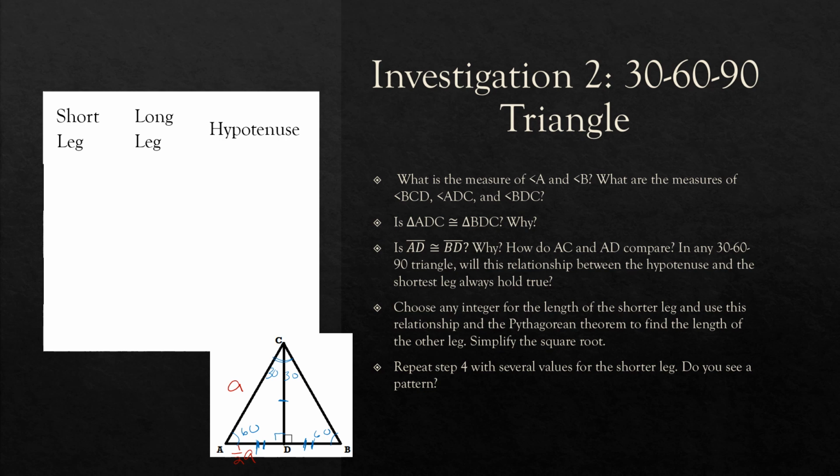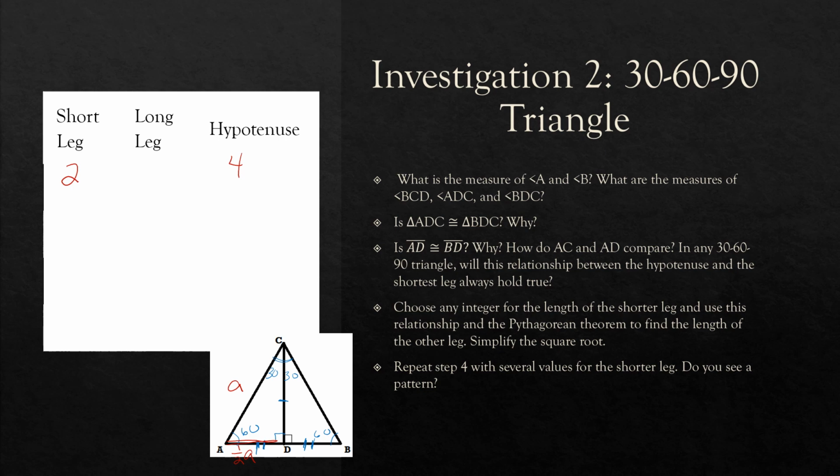So let's choose any integer for the length of the shorter leg and use the relationship and the Pythagorean theorem to find the other leg and the hypotenuse. If we have the short leg being 2, that would be this part down here. That is half of the hypotenuse. So the hypotenuse must be 4.